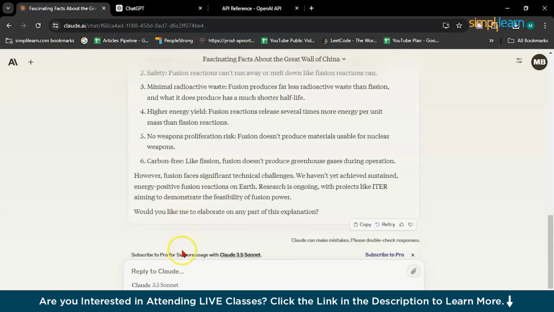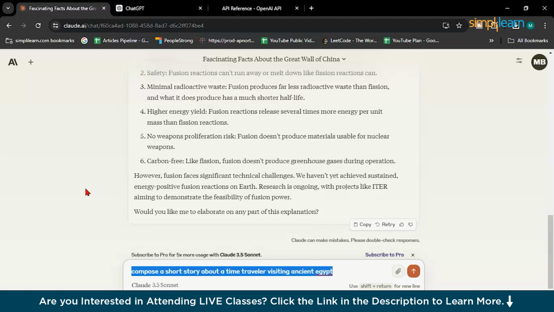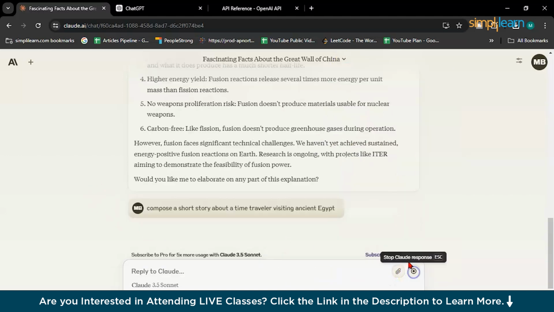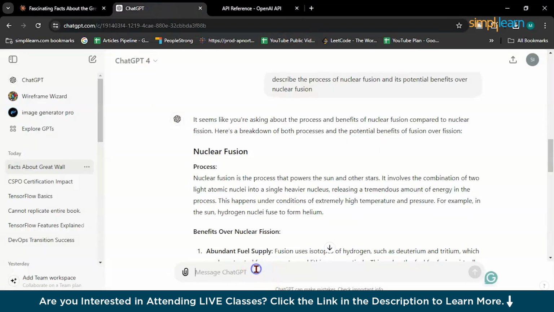So now let's jump into our next prompt or category, you can say, which is creative writing. So here I will write, compose a short story about a time traveler visiting ancient Egypt. Okay, I will copy this for ChatGPT as well. Okay, the same I will paste it here.